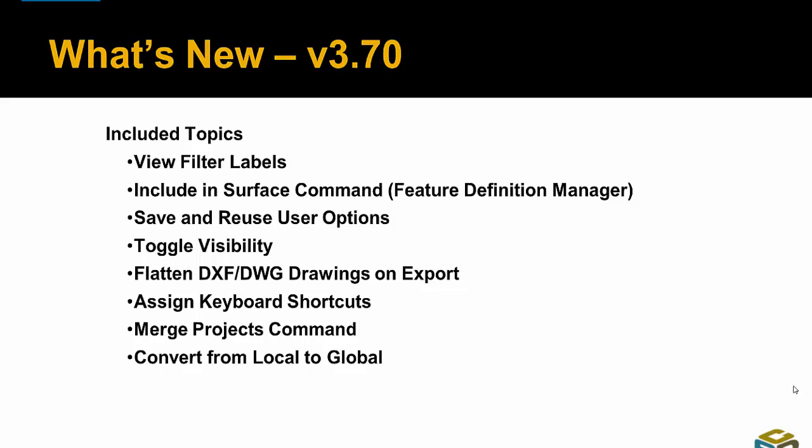Today we're going to be looking at what's new in Trimble Business Center version 3.70, and we will include the following topics: view filter labels, command to include points in a surface using the Feature Definition Manager, saving and reusing user options, toggling visibility of elements in the plan and 3D views, the command to flatten DXF or DWG drawings on export, assigning keyboard shortcuts, the merge projects command, and the command to convert from local to global coordinates in Trimble Business Center.